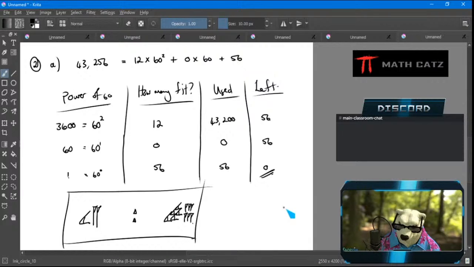Right. Are there any questions on converting Babylonian numbers back and forth? No questions at all? Can't tell me that I'm doing that good a job.